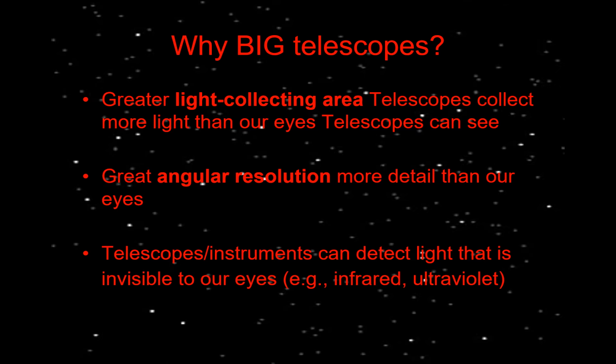So look at a planet, you can see greater and greater detail. Even if you put it on the sun, you should see more detail in the atmosphere of the sun than you could with a smaller telescope. And we can add instruments to the back, so we can actually detect light that's invisible to our eyes in the infrared and the ultraviolet parts of the spectrum.